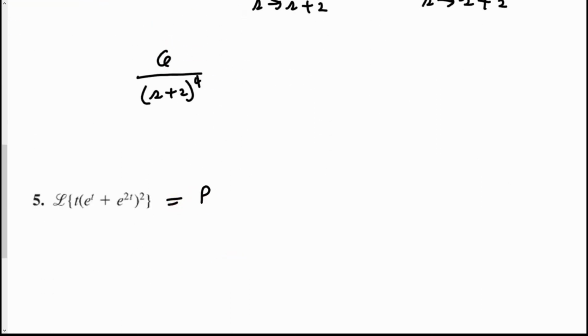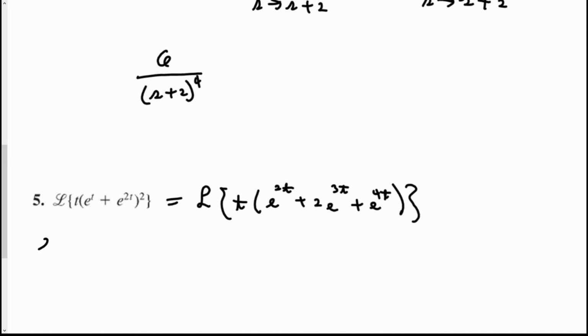Now, we just have to do our algebra here to simplify this. So this is t times, we're going to square e to the t plus e to the 2t. So this is e to the 2t plus 2 times e to the t times e to the 2t, which is e to the 3t, plus e to the 4t.